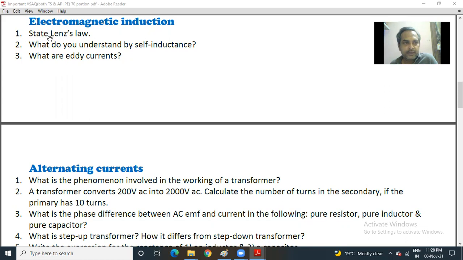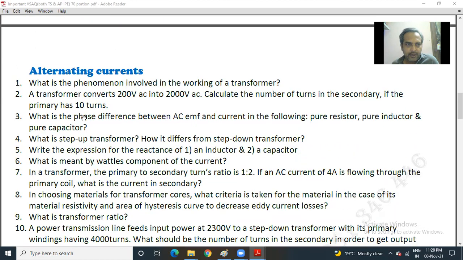First question is state Lenz's law. Second, what do you understand by self-inductance? And third, what are eddy currents? Moving to the next chapter, alternating currents.